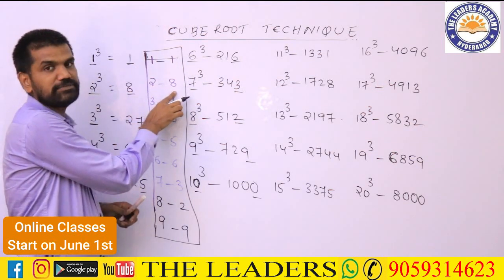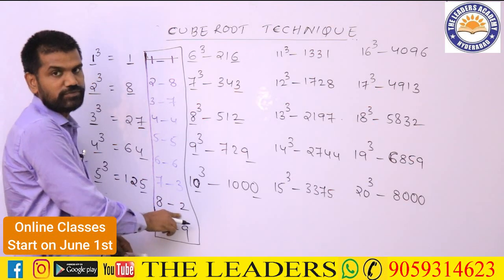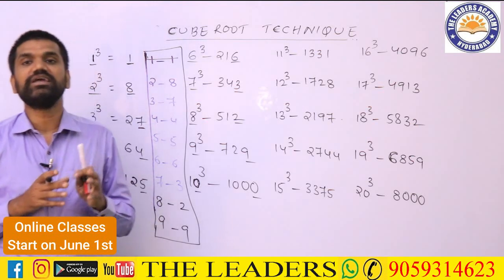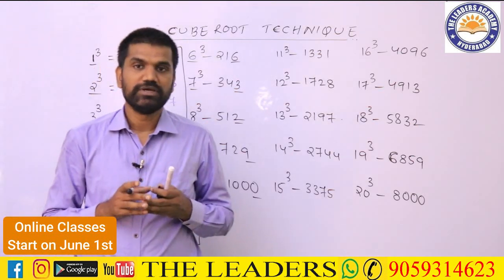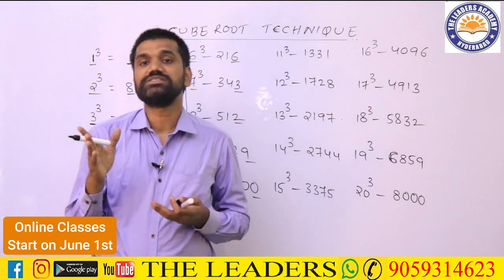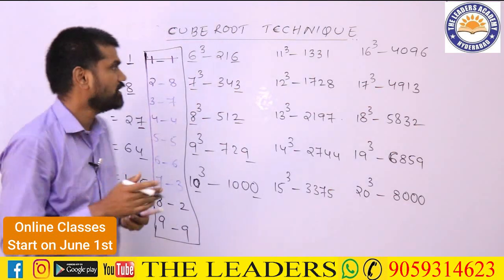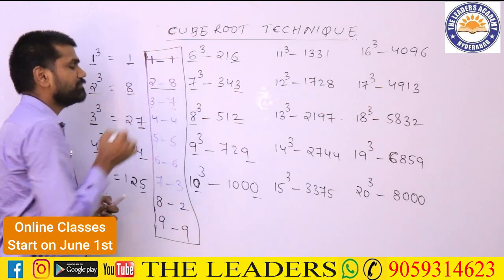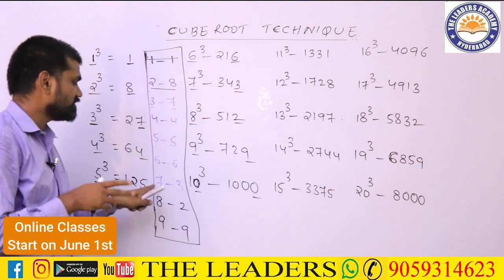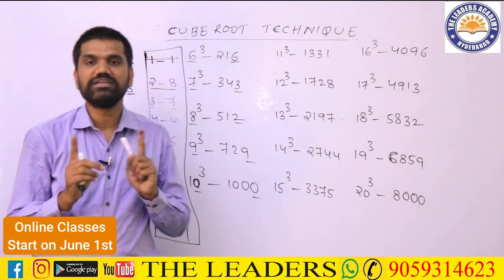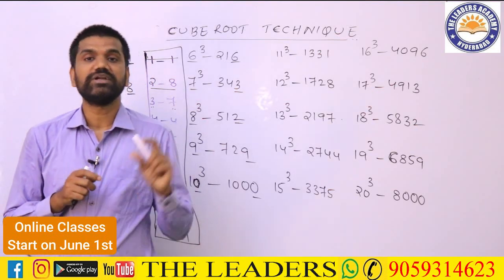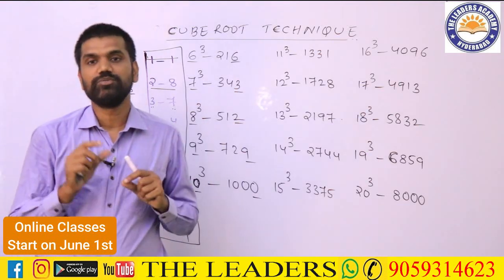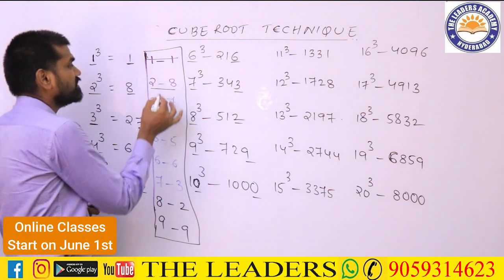2 cube ends with 8, 8 cube ends with 2. I can say that the cube of 2 is ending with 8, that means if a cube is ending with 8, I can say that its cube root ends with 2. Similarly, if the cube of a number is ending with 2, I can say that its cube root ends with 8. Hence 8 and 2 is a pair. Similarly, 3 cube is ending with 7 and 7 cube is ending with 3. I can now say that 3 and 7 are a pair. That means if the cube of a number ends with 3, its cube root ends with 7. If the cube of a number ends with 7, its cube root ends with 3. That's why 3 and 7 are also a pair.